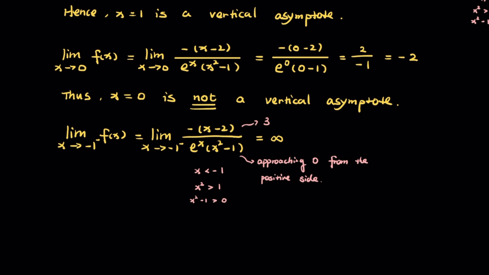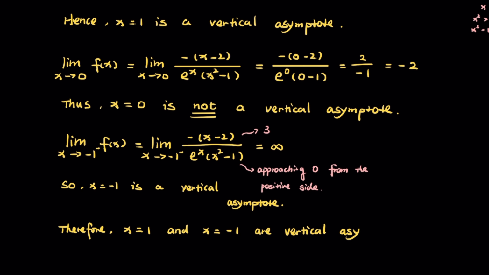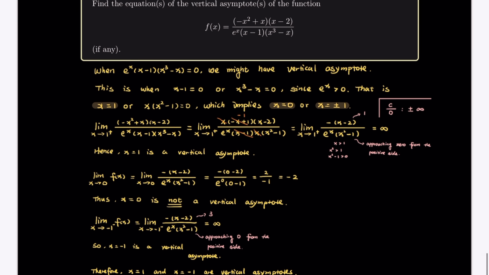Again, since a one-sided limit equals infinity already, we know that it is a vertical asymptote. So therefore, x equals negative 1 is also a vertical asymptote. Let me wrap up this part. Therefore, we have two vertical asymptotes. One is at x equals 1, and the other one is at x equals negative 1. That's this question.